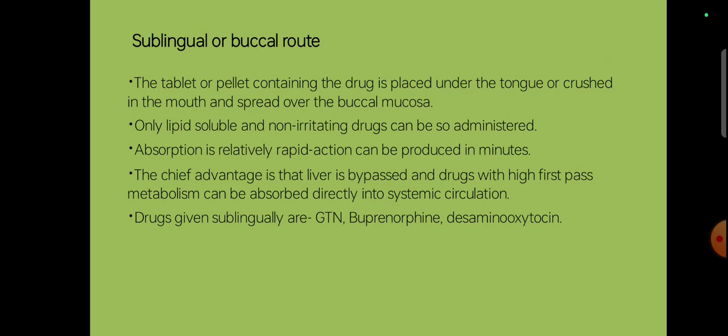Sublingual or buccal route: a tablet or pellet containing the drug is placed under the tongue or crushed in the mouth and spread over the buccal mucosa. Only lipid-soluble and non-irritating drugs can be administered. Absorption is relatively rapid. Action can be produced in minutes. The chief advantage is that the liver is bypassed and drugs with high first pass metabolism can be absorbed directly into systemic circulation. Drugs given sublingually are glyceryl trinitrate, buprenorphine, and desmopressin.